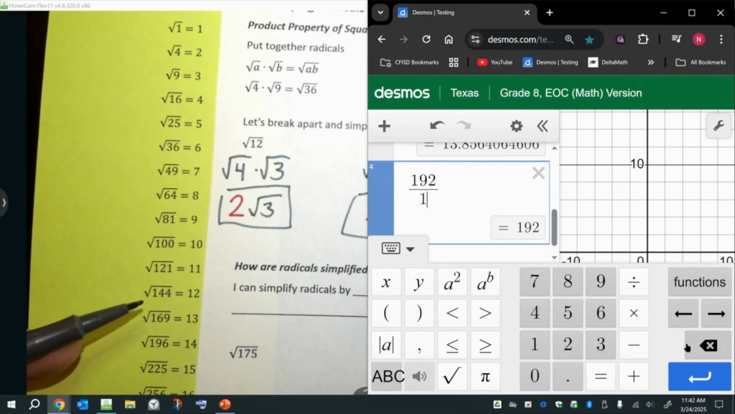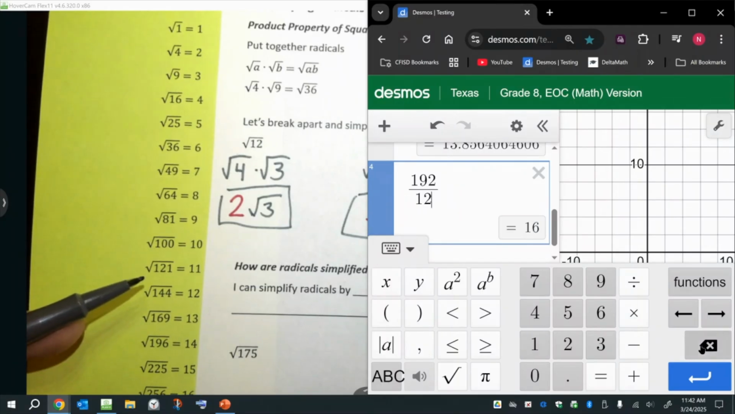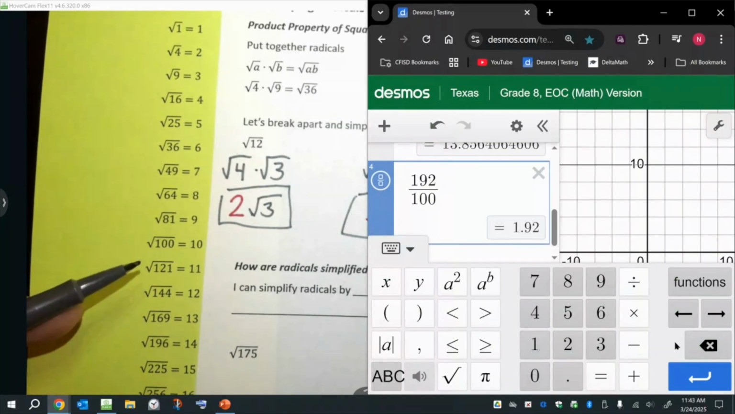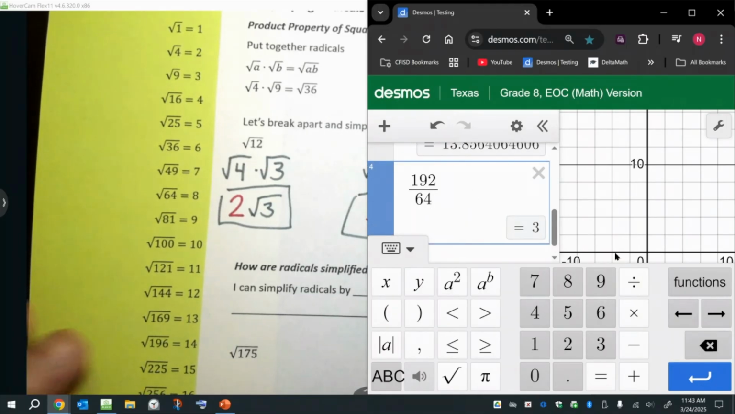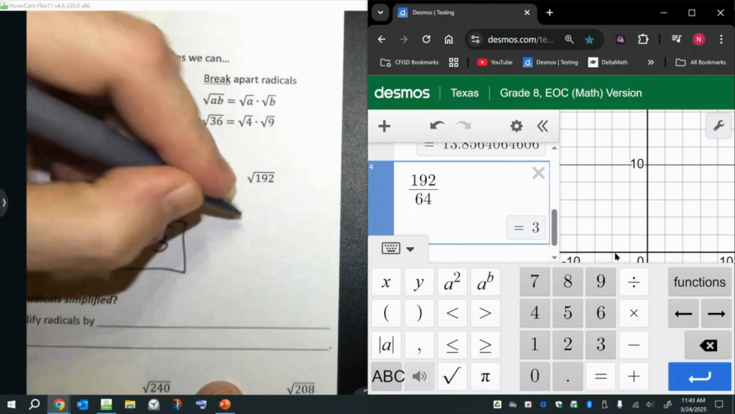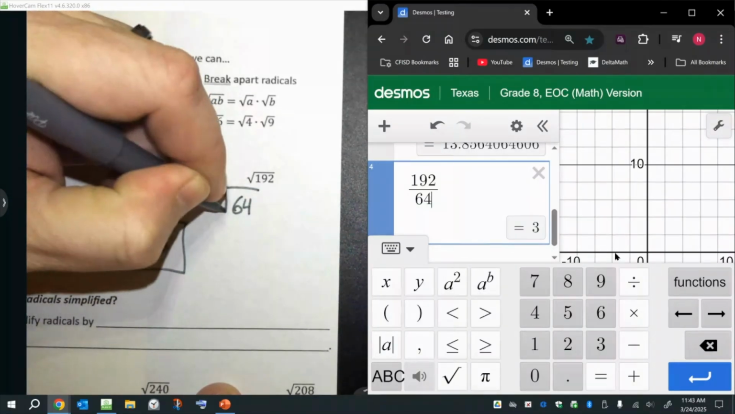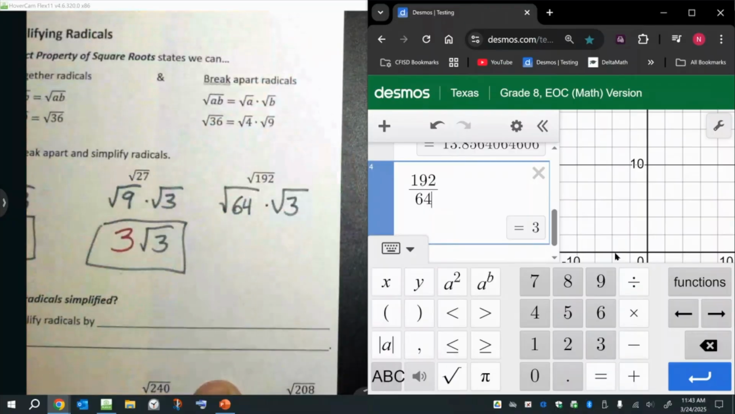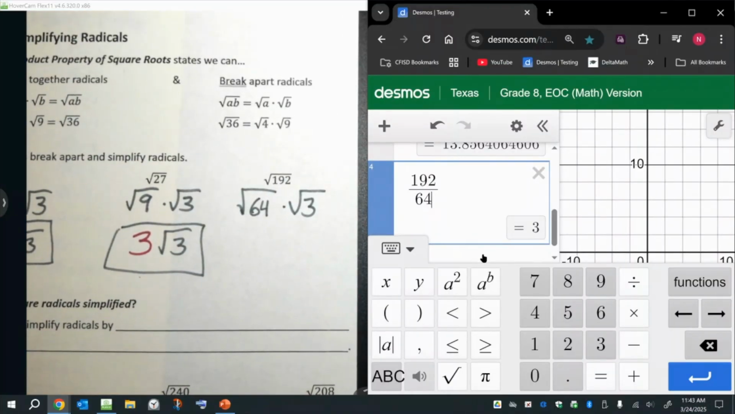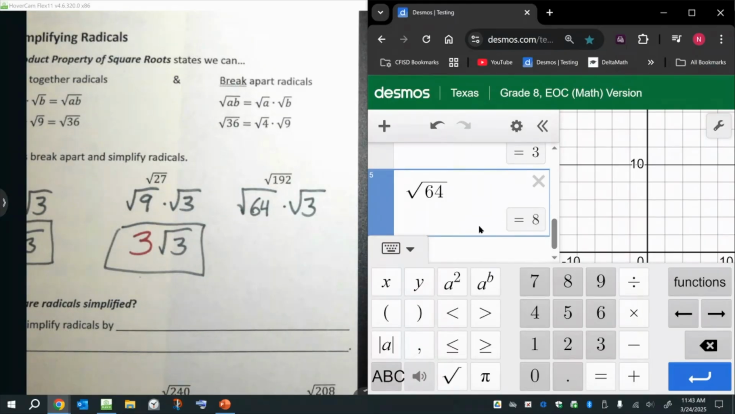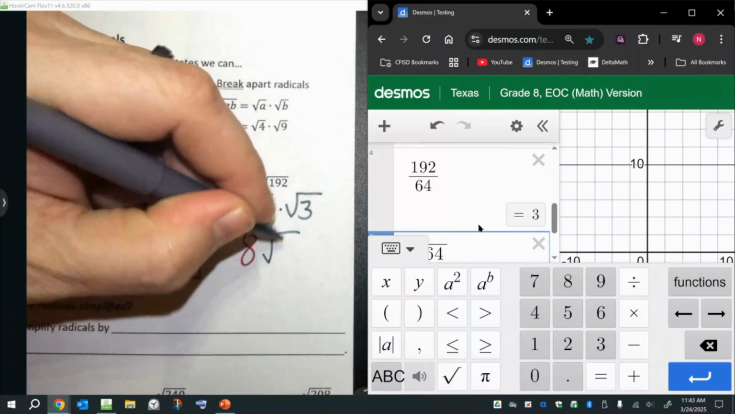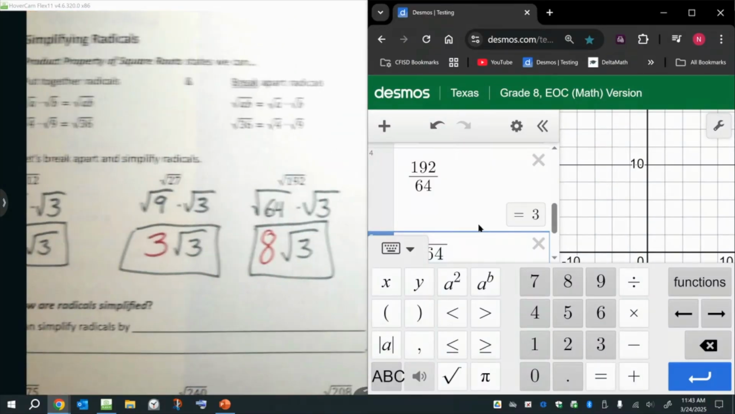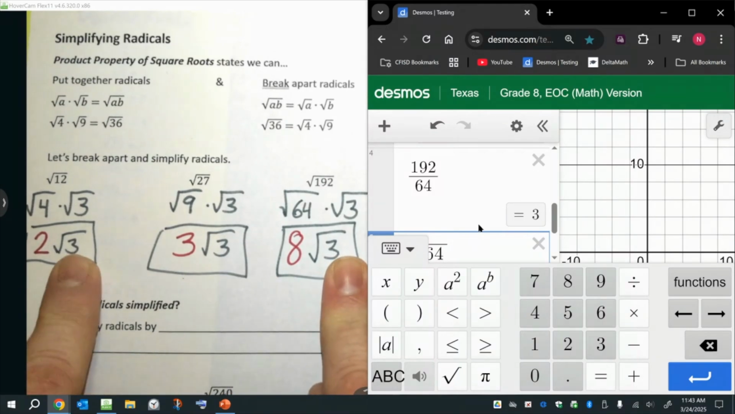That's poopy. So we divide it by 121. That's poopy. We divide it by 100. That's poopy. We divide it by 81. That's poopy. We divide it by 64. Hey, there we go. So that's a nice 64 times the square root of 3. Oh, all these square roots of 3s. And we know the square root of 64 is 8. So now this becomes 8 times the square root of 3. So the goal is to always keep the smallest number possible in here.